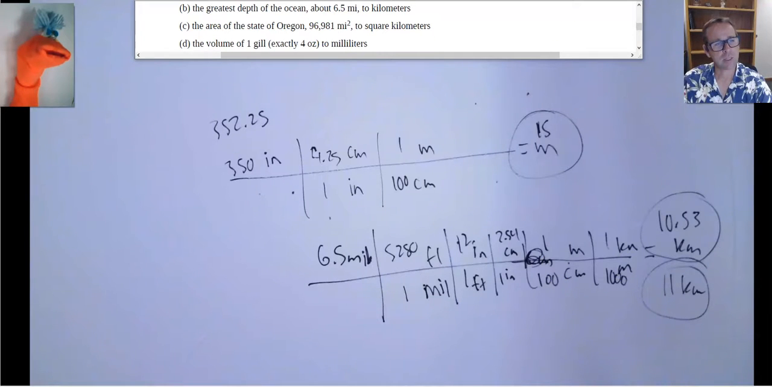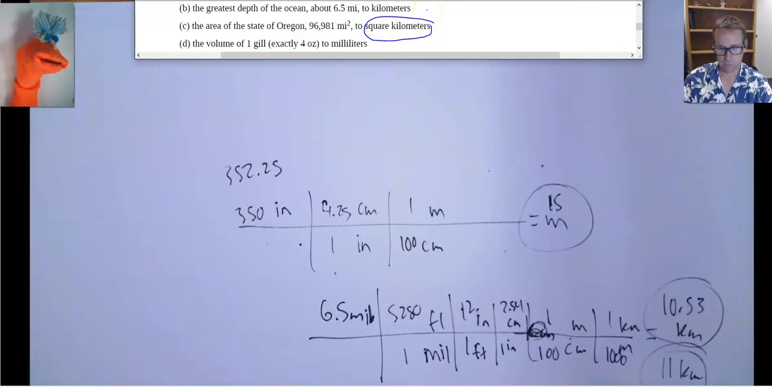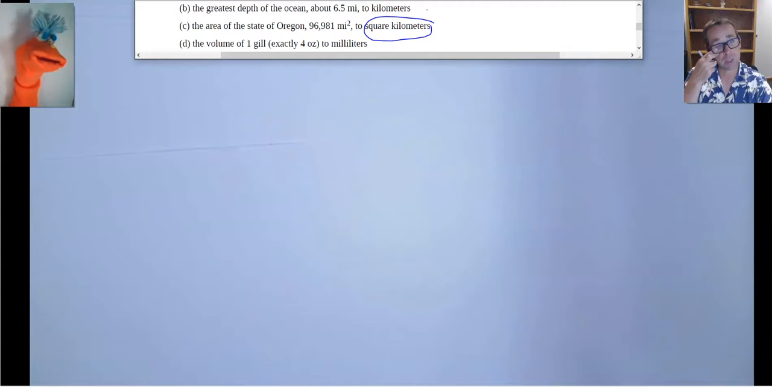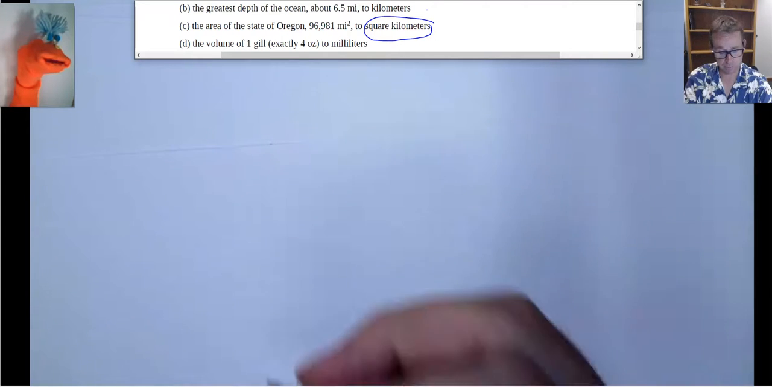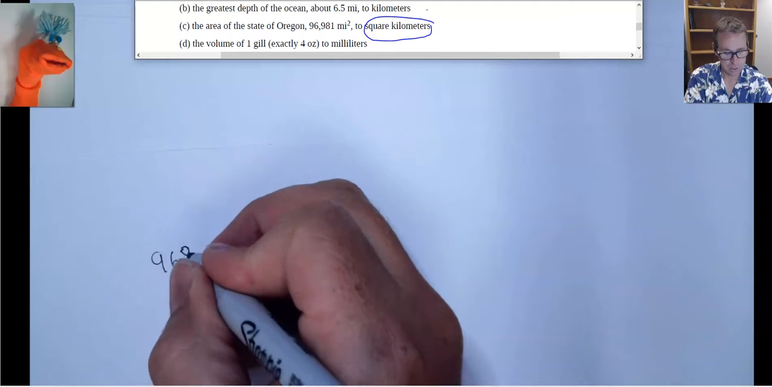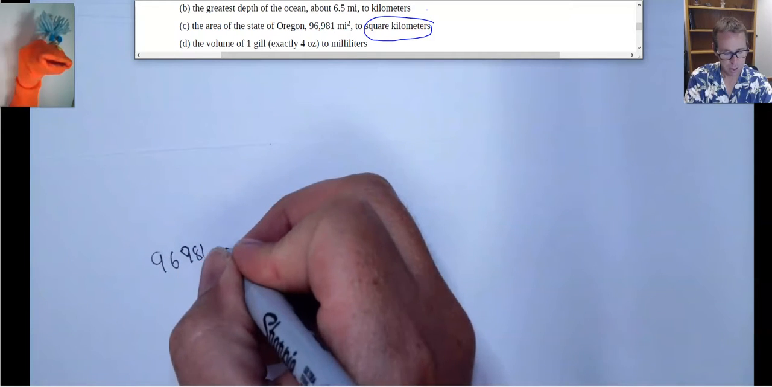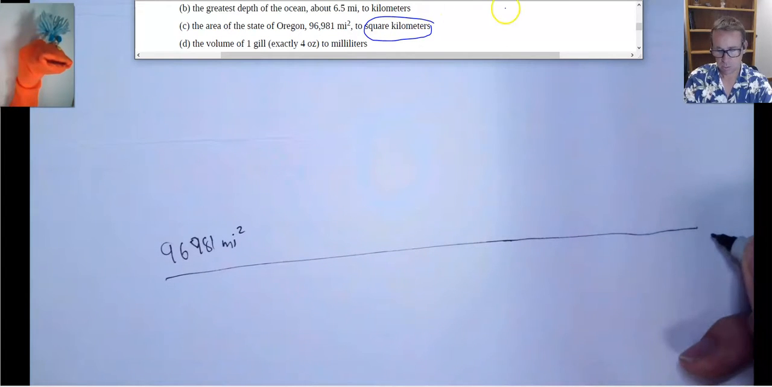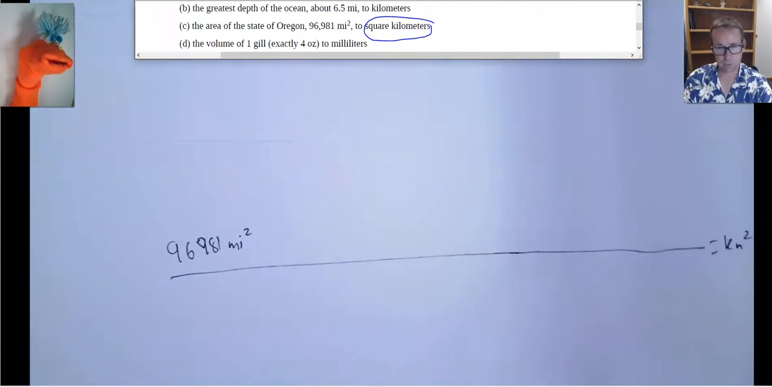Okay, the area of the state of Oregon is that many miles squared. How many kilometers? Now, this should say how many, oh, there it is, yeah, square kilometers. How many square kilometers? Okay. So, when we're doing squares, it's a little bit different. 96,981 miles squared. And I want my answer in kilometers squared.